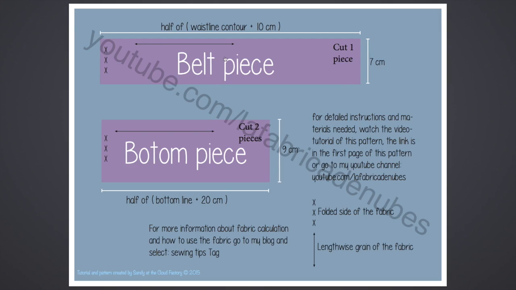And here the belt piece, in this side it has to be half of your waistline contour, adding 10 centimeters also for adjustments and also for the buttonhole and the button. In this side is 7 centimeters. And that's it. If you need more information about fabric calculation, you can check my blog. I have all the information there.